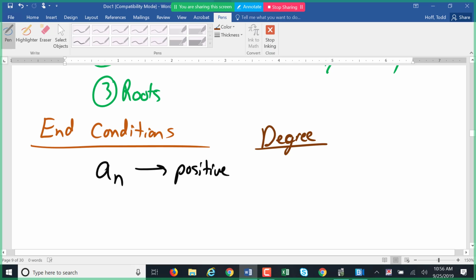If it's an odd degree, the left side is going to go down to negative infinity. The right side, in other words, the positive x, is going to go up to positive infinity. So we're going to get a graph that looks something like this.